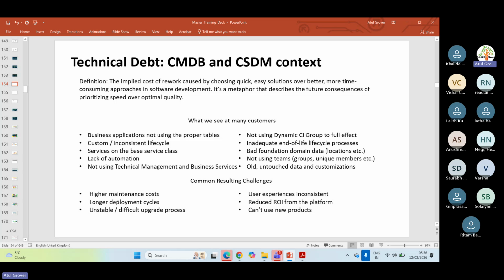Due to these things, you're paying more. Your deployments are getting delayed. And then you're saying that I'm not getting good ROI from the platform. Because first you did not understand the basics. You build, you build, you build, and now you're saying I'm not able to use it, I'm not able to do it.